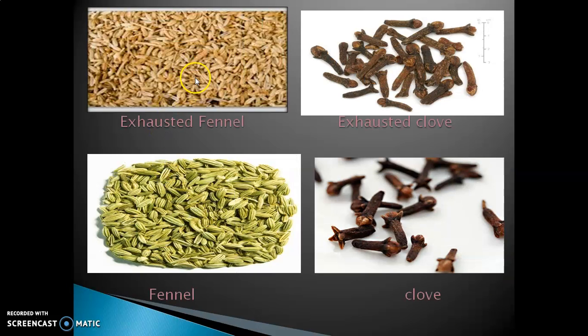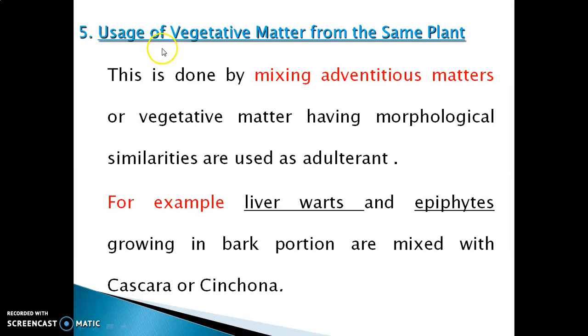So these are the examples, that is exhausted fennel and clove, which do not have any medicinal value, and these are the original fennel and clove. But after exhaustion, these are further treated with some colorants and polishing agents so that they have a similar appearance as that of the genuine one. Then the fifth method, that is use of vegetative matter from the same plant, that is by mixing vegetative matter having morphological similarity with that of the genuine drug.